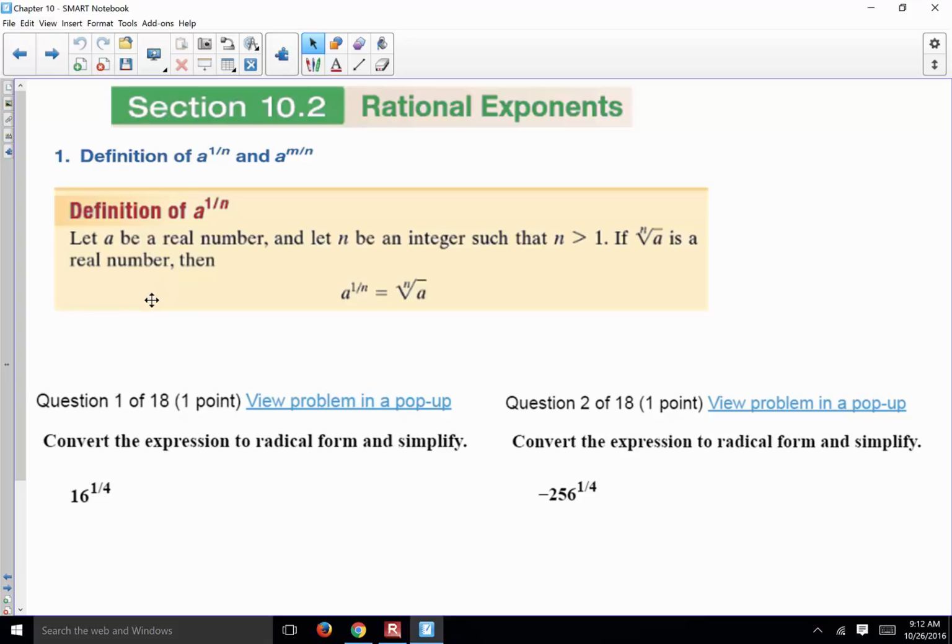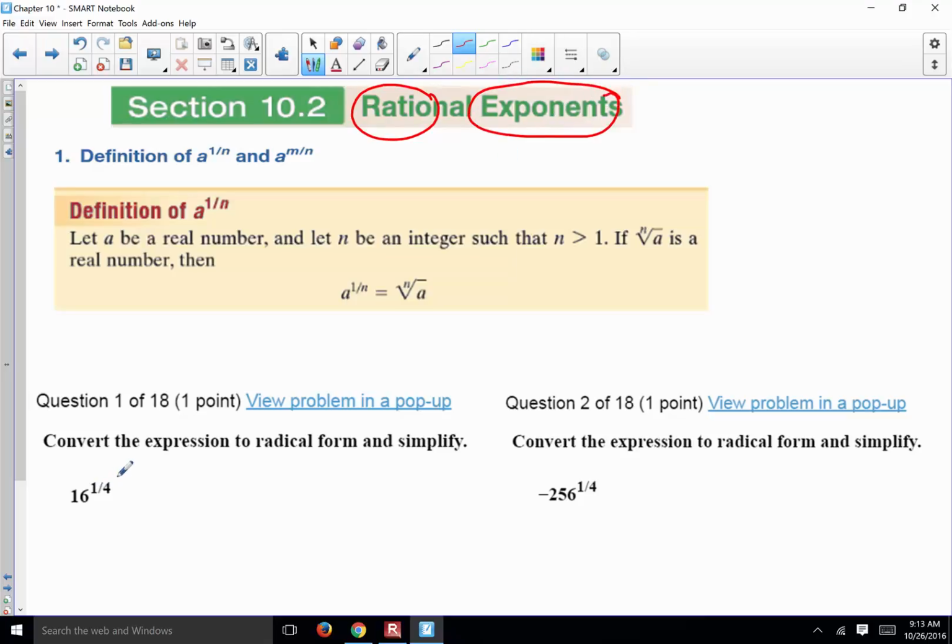What does rational exponent mean, by the way? Look at the first four letters: ratio. Everybody knows what an exponent is, right? This is called an exponent, a power. But what kind of power is that? Is that a whole number? No, it's a ratio, 1 over 4. That's what we mean by rational exponents.